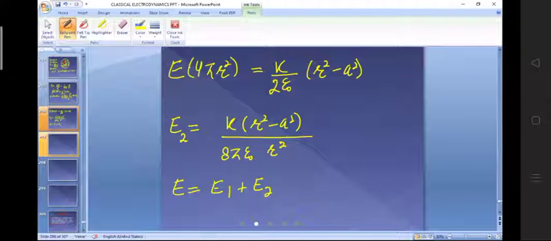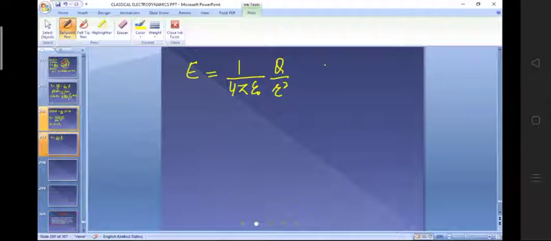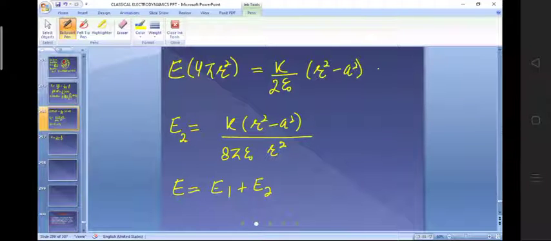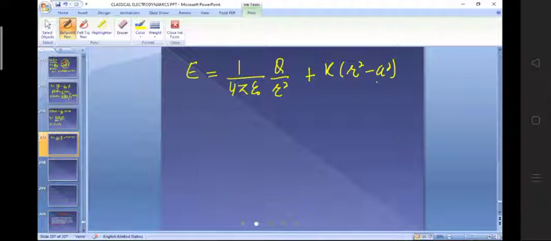Okay, so E is how much now? E is equal to, I will write down first of all, 1 by 4 pi epsilon naught multiplied by Q divided by R square. This is the electrostatic field because of the point charge, and then this is the electrostatic field because of the shell. So plus k multiplied by r square minus a square divided by 8 pi epsilon naught multiplied by r square. Right? Now this is the electrostatic field. So we have calculated the electrostatic field, isn't it? Okay, great.